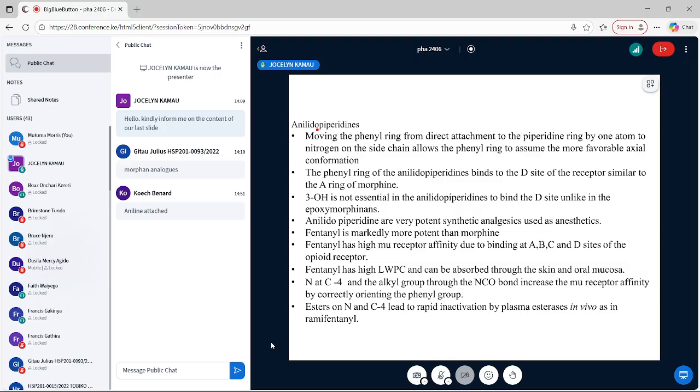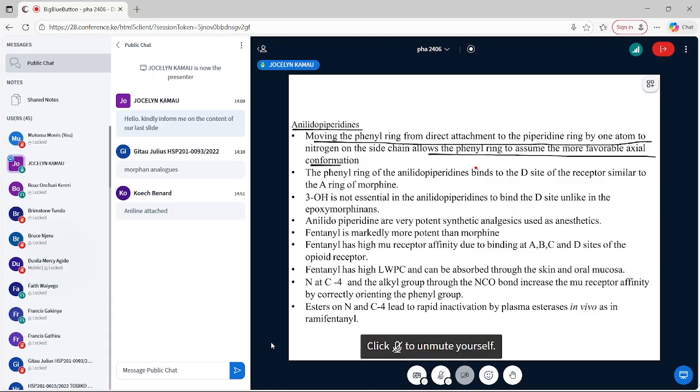We have already discussed at length the anilidopiperidines. Moving the phenyl ring from direct attachment to the piperidine ring by one atom, which was the nitrogen, on the side chain allows the phenyl ring to assume the more favorable axial conformation. So the minute you attach the phenyl ring to the piperidine ring through a nitrogen, you allow for movement around the sigma bond. You allow for flexibility. And once that molecule is flexible, it is able to attain the axial conformer, which was found to have maximum activity.